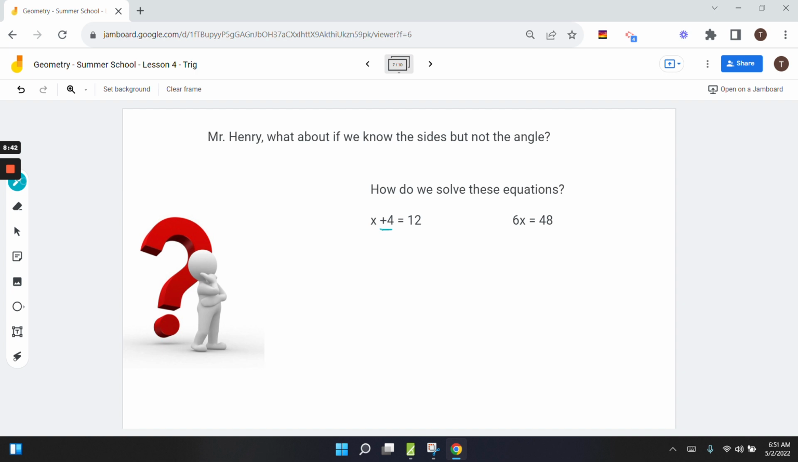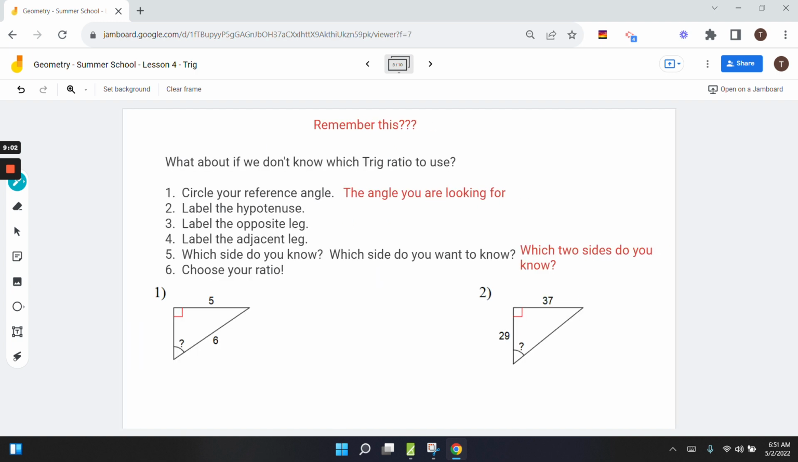So we don't really change much. We still circle our reference angle. In this case, that's the angle we're looking for. I label my hypotenuse. I label my opposite, and what's left over is A. So notice here, instead of wanting a side, I know O and I know H. O and H was sine. So here's how to set this up. If I call that angle X instead of question mark, O goes on top, H goes on bottom.